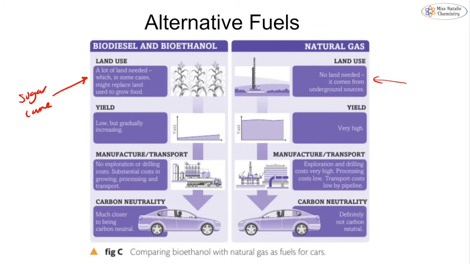The manufacture and transport for biofuels is the fact that we don't need any exploration or drilling costs, so we completely cut down on that, but there are substantial costs in terms of growing, processing and transporting the fuels once they are made. Comparing to natural gas, we have huge costs for exploration and drilling in order to find the natural gas. Processing costs are quite low, but transport costs, although they can be low, we have to build a pipeline in order for the gas to be transported, and sometimes that can be slightly higher in terms of the cost.